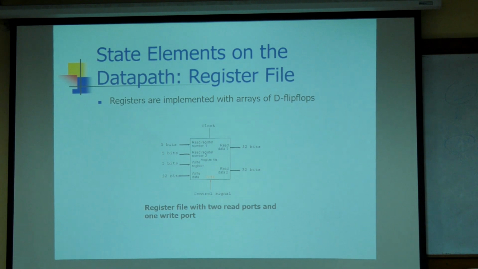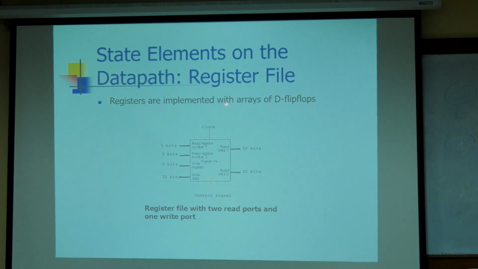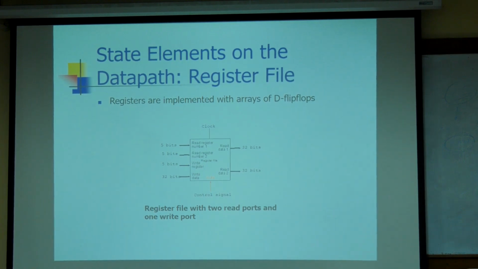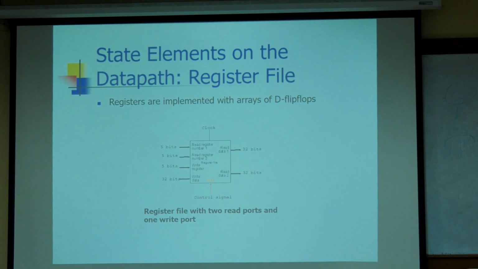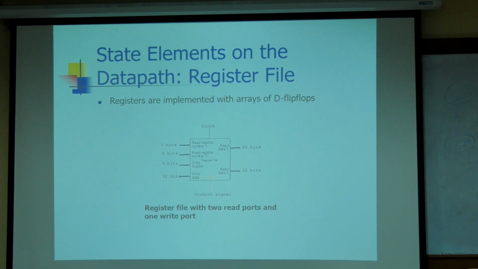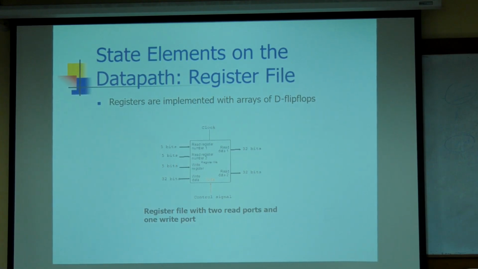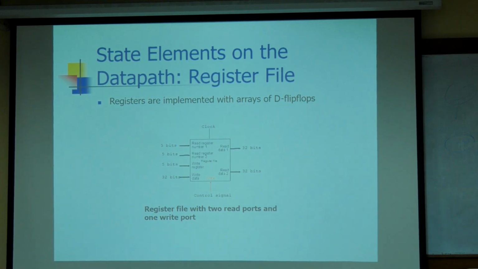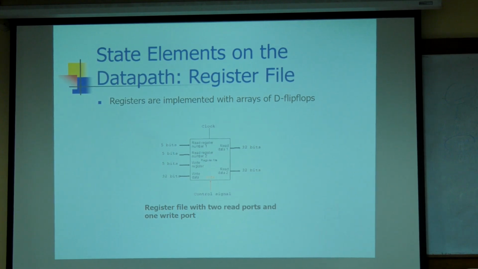The first component is registers. Registers are implemented with an array of flip-flops. We can first design 32 registers. These 32 registers are flip-flops only. Connecting the flip-flops in series becomes the register. We can store the data and we can shift the data. So here registers are implemented with an array of D flip-flops.